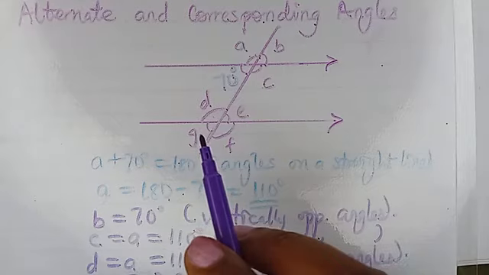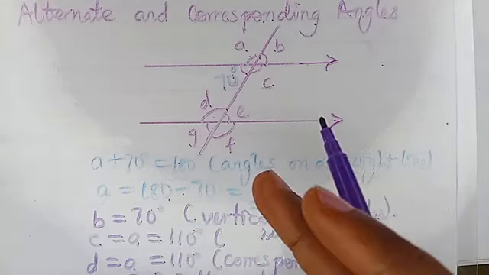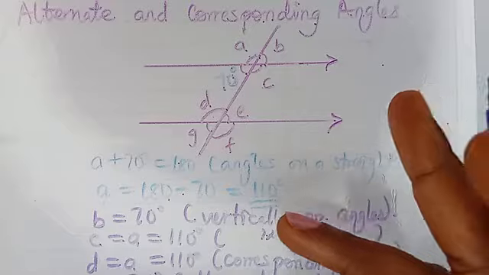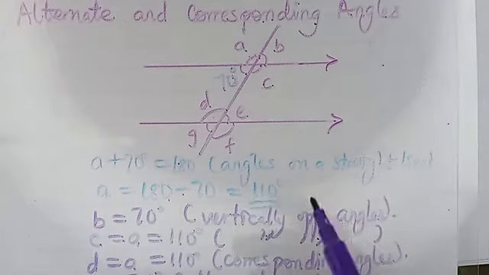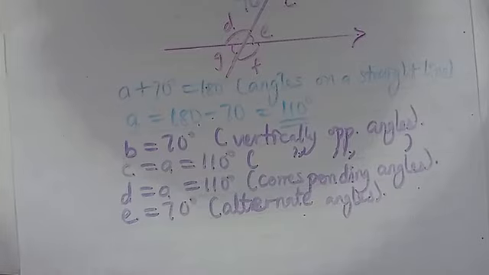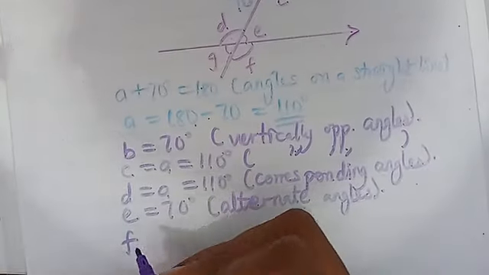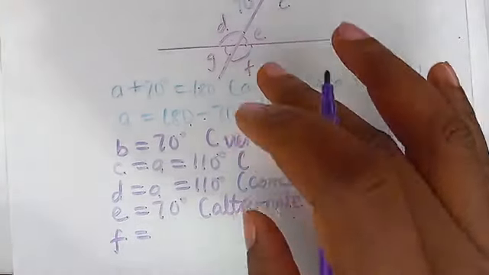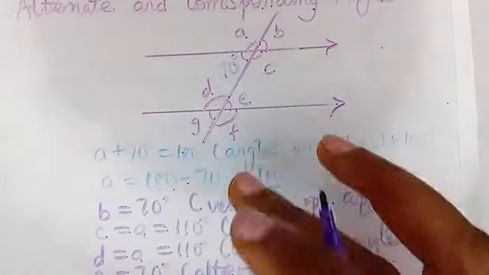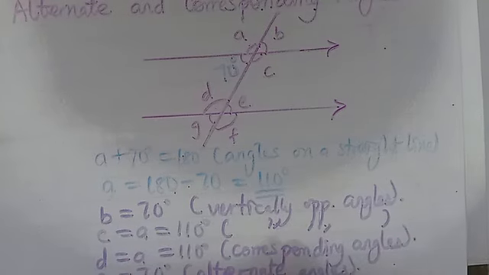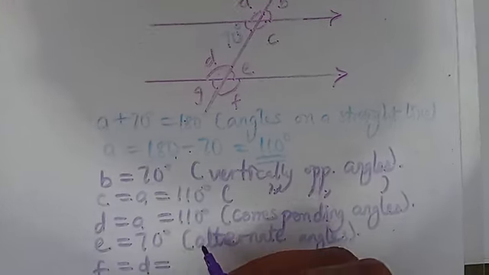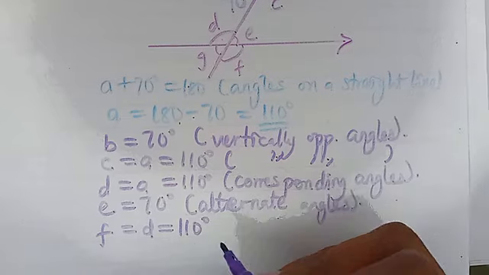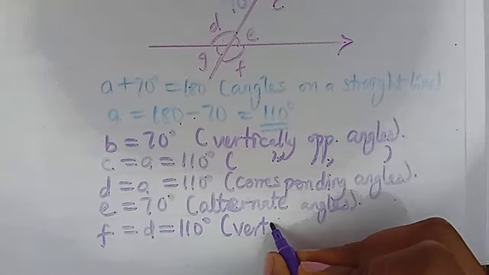Now, we have angle G and angle F. So let's just quickly use vertically opposite angles to finish up G and F. Okay, so we have E, F, so F. Angle F is equal to angle D, vertically opposite angles. And D is equal to 110, right? Yes, we have it here that D is equal to 110. So we say vertically opposite angles.